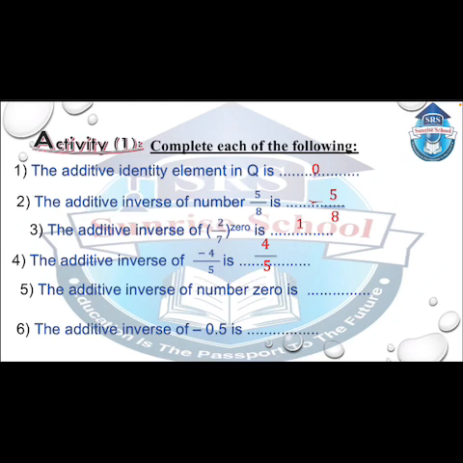Part number 5, the additive inverse of the number 0. We said that 0 is its own additive inverse. So the answer will be 0. Part number 6, the additive inverse of negative 0.5. Again, we will change the sign only, so it will be 0.5.